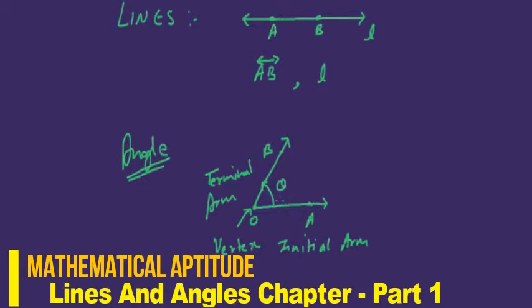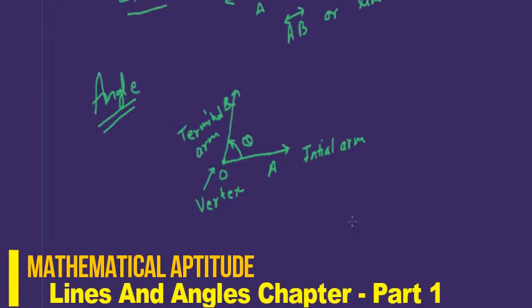And now the general angle can be represented as, let's say, angle BOA. The vertex should be written in the middle, that is vertex O. So there are various ways to represent an angle. One way is angle BOA, or sometimes we write angle O, or sometimes we write angle theta, because this angle is represented as theta. So these are the ways we can represent an angle.